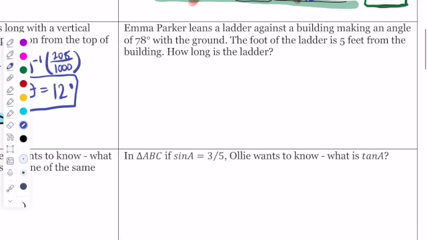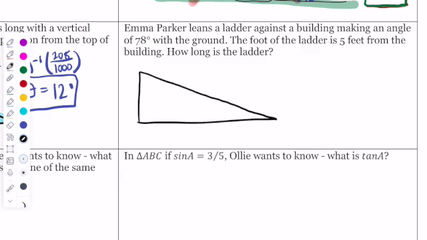All right. What is Emma Parker doing? She's doing something with a ladder. She's leaning a ladder against the wall. So we have another building, so let's draw the right triangle. We are leaning this ladder against the building, which we hope is standing on the ground. She leans this ladder against a building and makes an angle of 78 degrees with the ground.